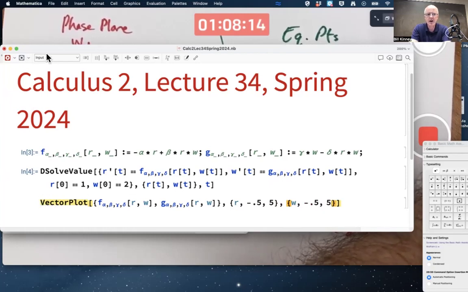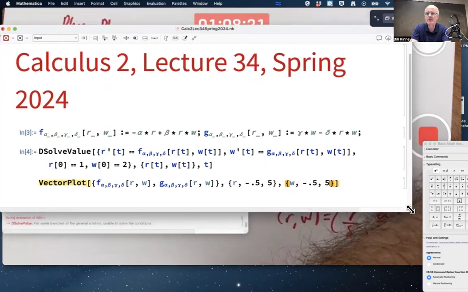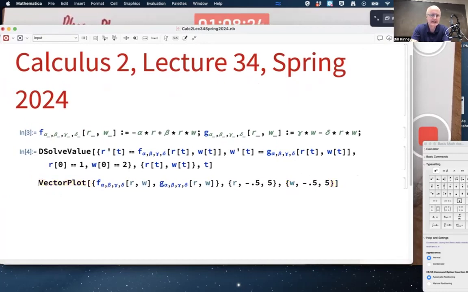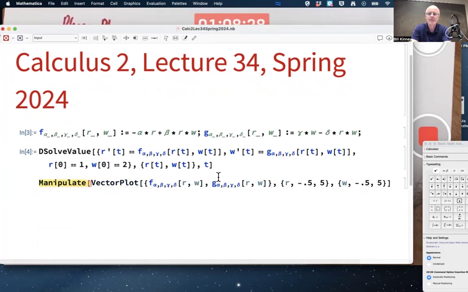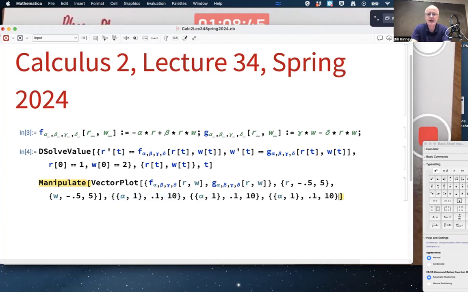If I'm going to see anything, though, I need to specify the values of alpha, beta, gamma, and delta. I could define them ahead of time, or I could put this inside a Manipulate and allow them to change that way. Maybe all starting at 1, going down as low as 0.1 and as high as 10. That's the syntax for alpha. I'll copy and paste it and modify it for beta, gamma.